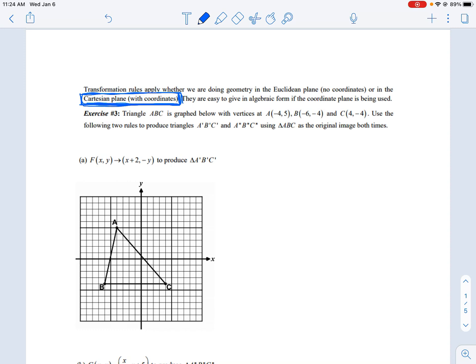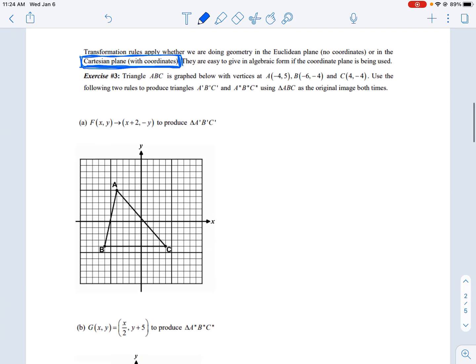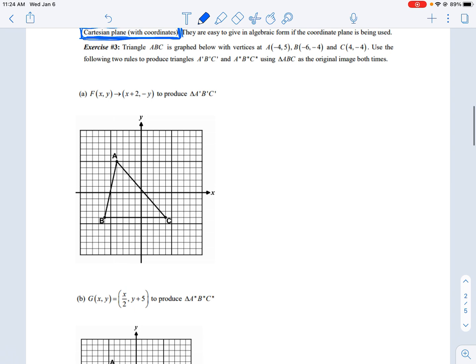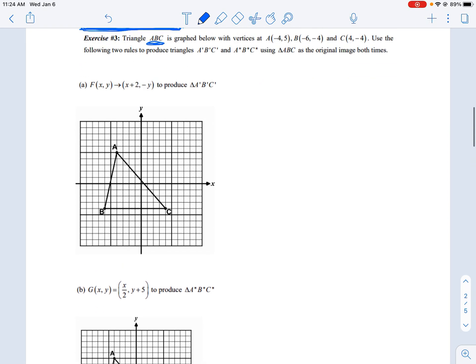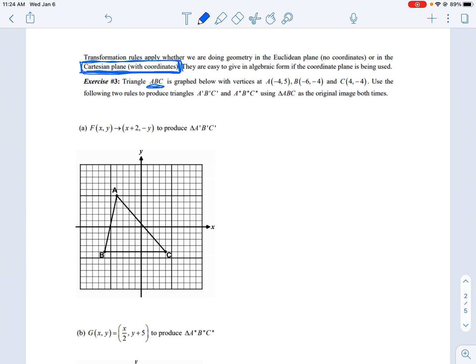So anyway, triangle ABC is graphed below with the vertices (-4, 5), (-6, -4), and (4, -4). Use the following two rules to produce triangles A'B'C' and then A''B''C''. Those little dashes just mean that it's a completely different image than our first ABC. So let's talk about how we find this. Here are our points: (-4, 5), this is A. B is (-6, -4). And C is (4, -4).